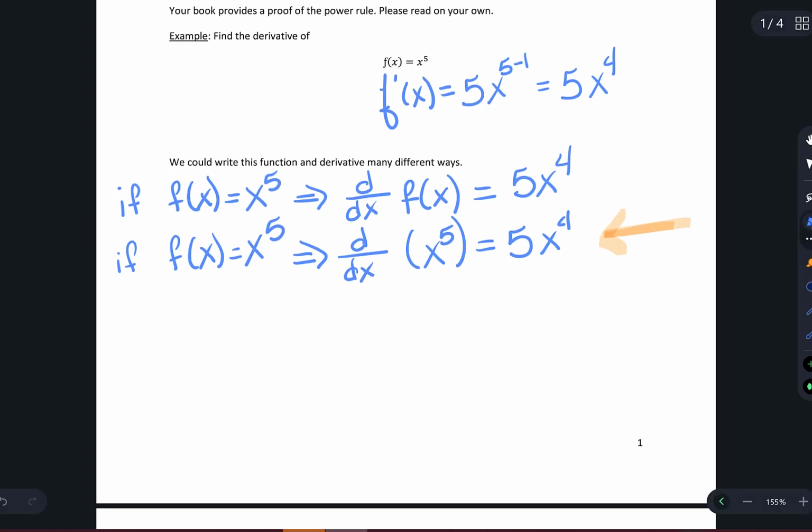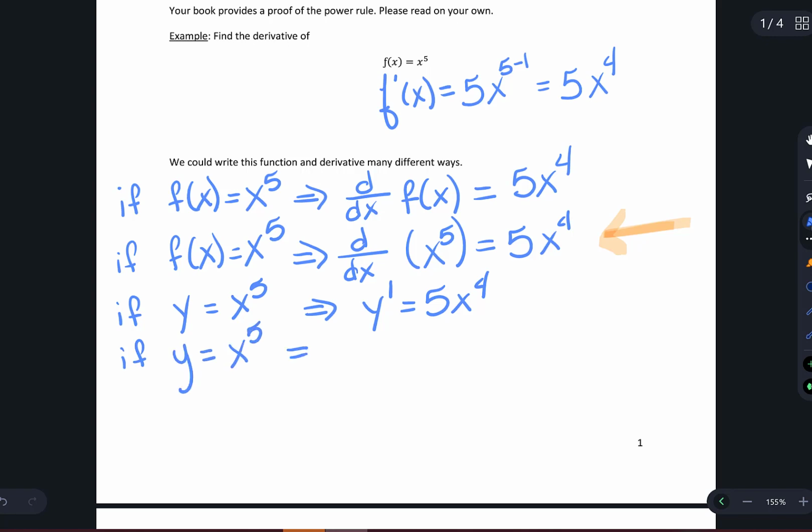Some other ways that we could write this is if we wrote the function as y equals x to the fifth, then we could write the derivative as y prime is equal to 5 times x to the fourth. Again, if we also wrote the function as y equals x to the fifth, we could also write the derivative as the derivative of y with respect to x is equal to 5 times x to the fourth.